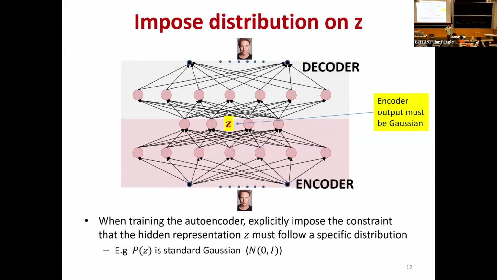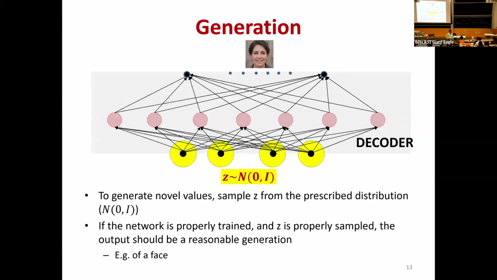It's a huge space. How do I impose a restriction on Z? I can do this externally, and the way I can do it is to say my Z has to follow a standard Gaussian distribution. This is my way of imposing a restriction, because the model allows you to do so. So Z is drawn from a standard Gaussian. And now if I train the model properly, I can draw samples from the standard Gaussian and pass them through the decoder, and it's going to generate faces.